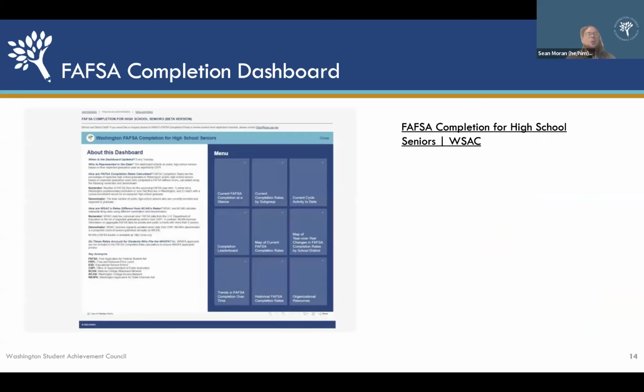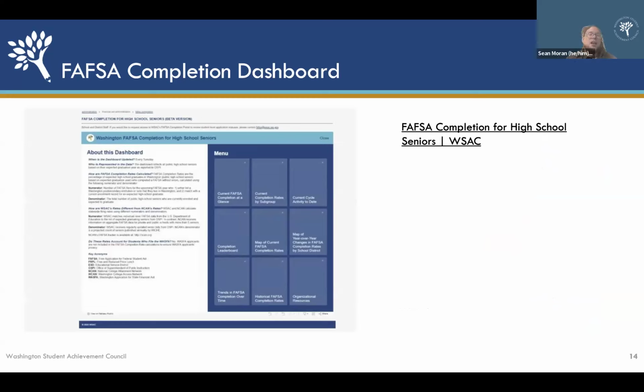Okay. So, we've talked a lot about the FAFSA Completion Portal, but what about for those who are looking at how to support their schools, their districts, who aren't working individually with students? So, they're not working on financial aid applications. They would not have the proper permissions in order to get that student level data. Well, the good thing is there's still the FAFSA Completion Dashboard.